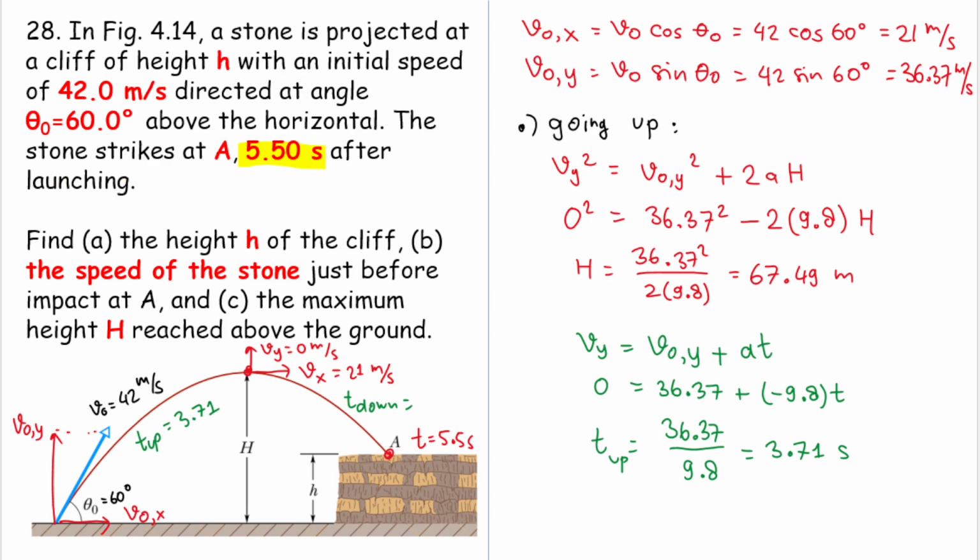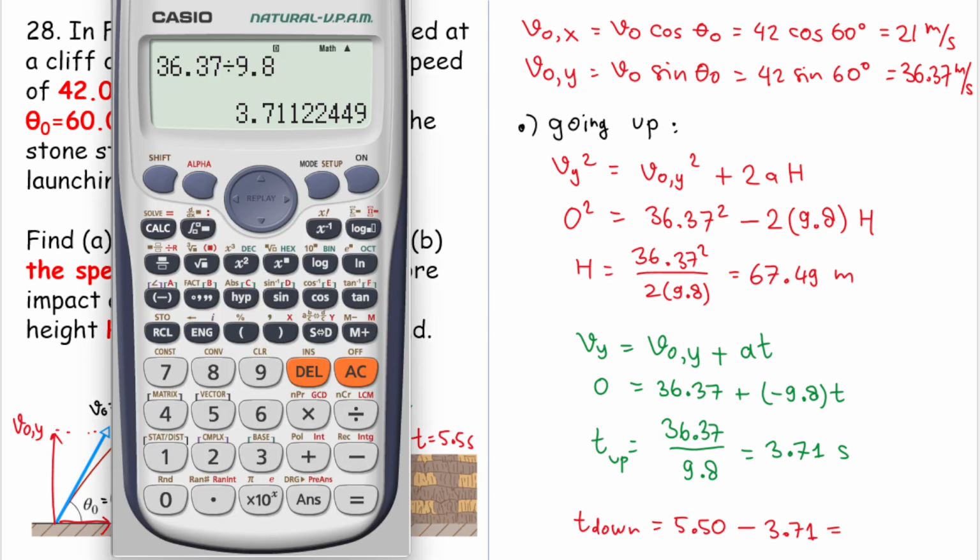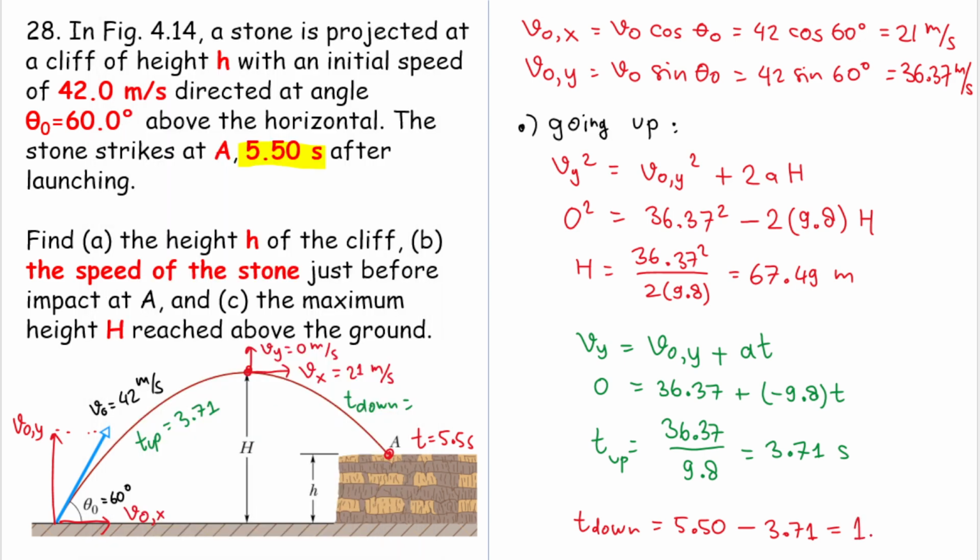5.5 is the total time. So the time when it is going down, let's write that. The time when it is going down is 5.5 minus 3.71. That will equal 5.50 minus 3.71, and we will have 1.79 seconds. Good. Let's save that.